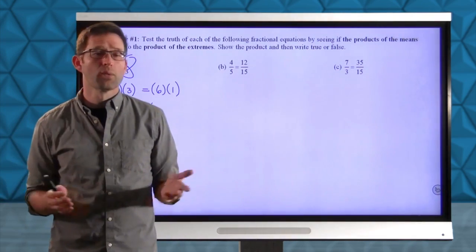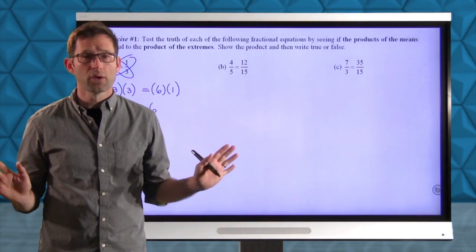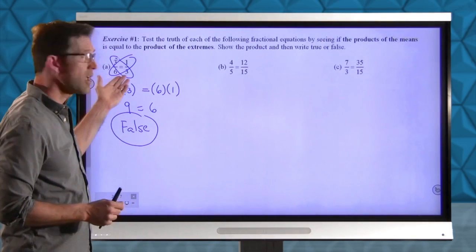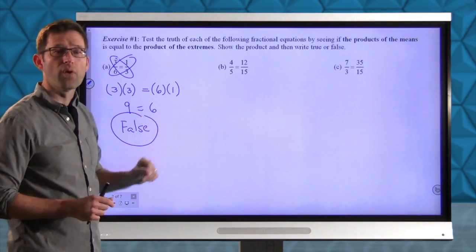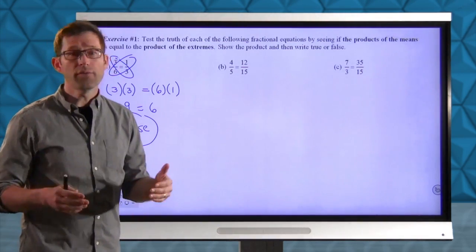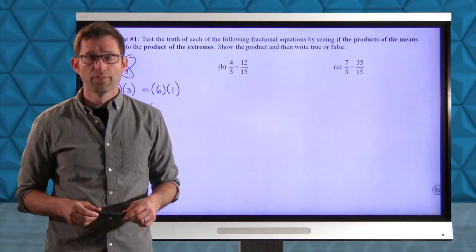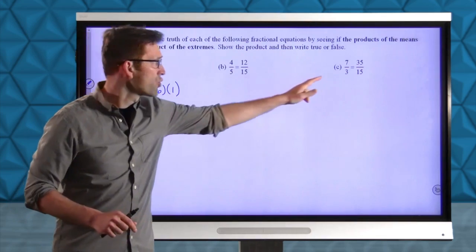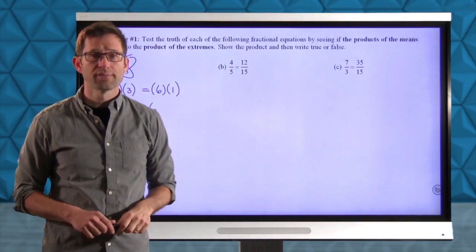Now if you're sitting around saying, well, I knew that 3/6 was 1/2, so I don't need to do this, I completely agree with you. It's not that. It's the fact that we can always take a fractional equation and rewrite it as an equation that involves a product. And if the original equation was true, the product will also be true. So what I'd like you to do is take a moment now, pause the video, and test the truth or falsehood of these two equalities.